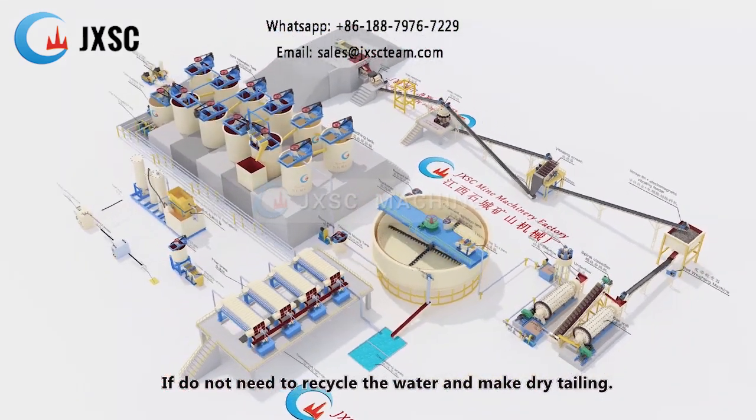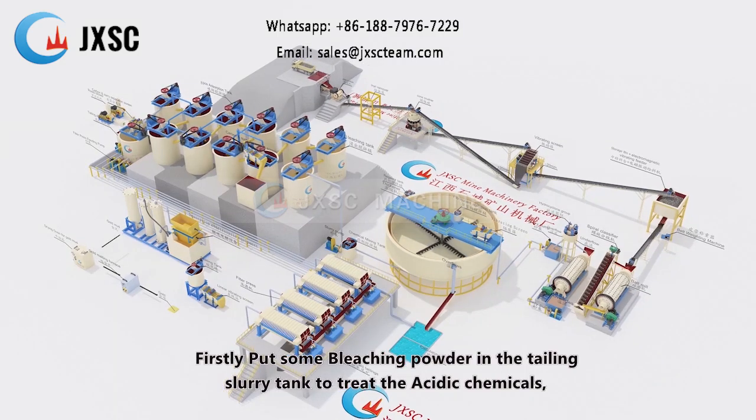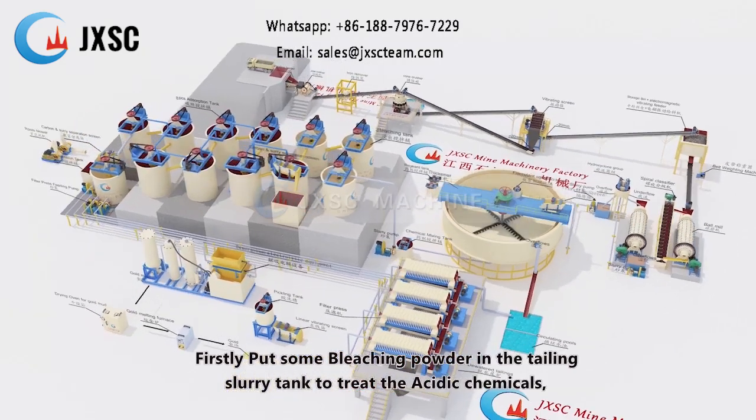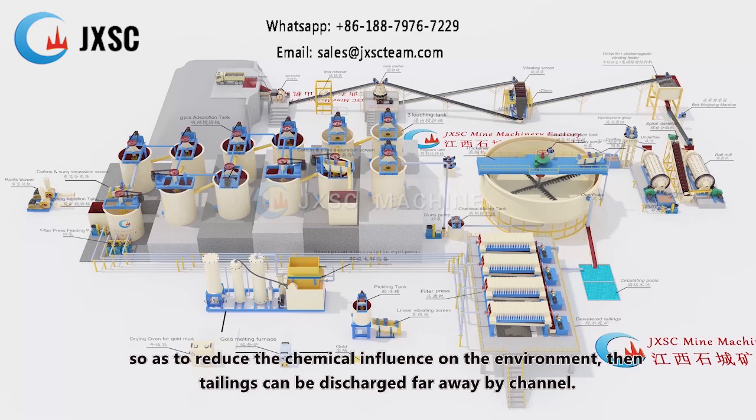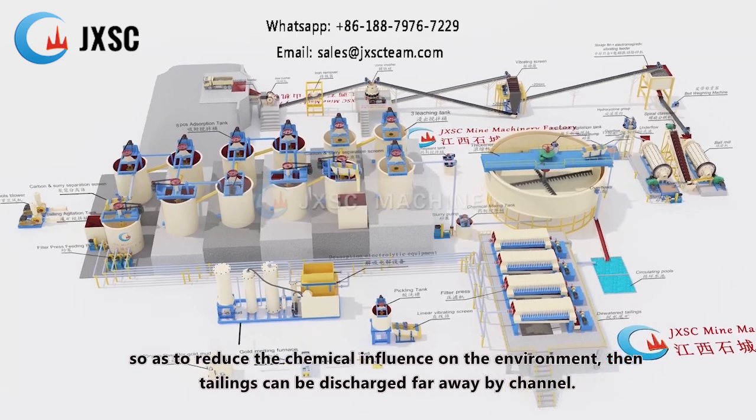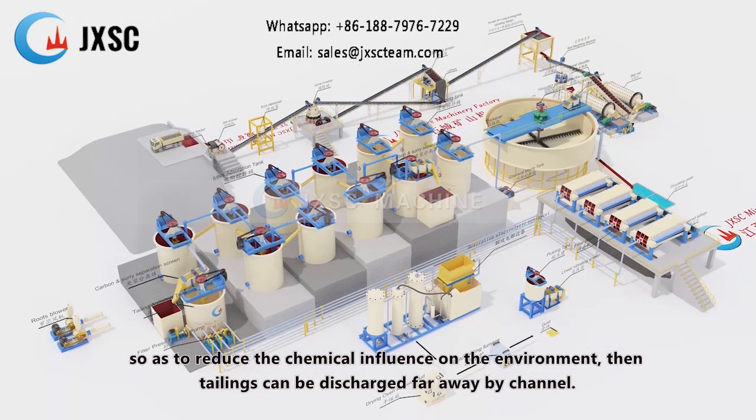If you do not need to recycle the water and make dry tailing, first put some bleaching powder in the tailing slurry tank to treat the acidic chemicals, so as to reduce the chemical influence on the environment. Then tailings can be discharged far away by channel.